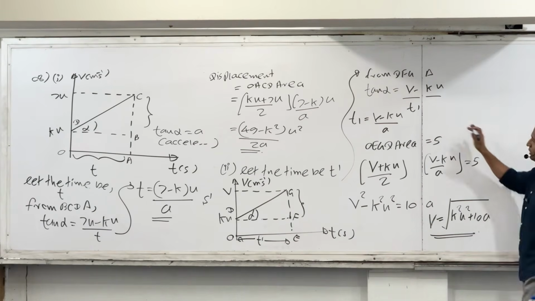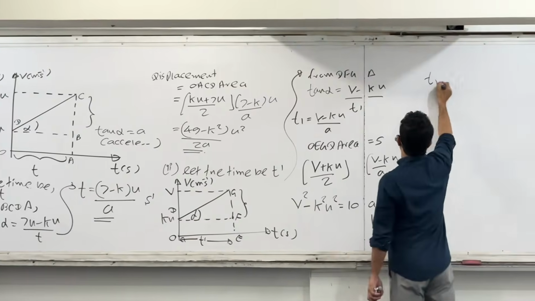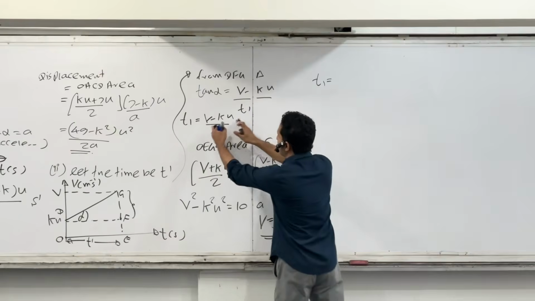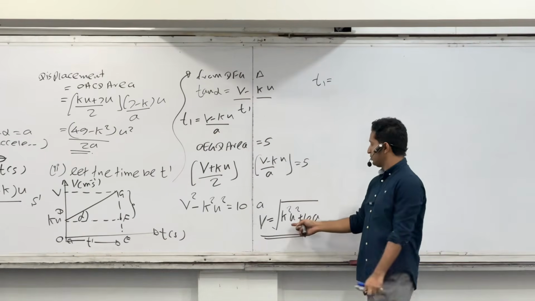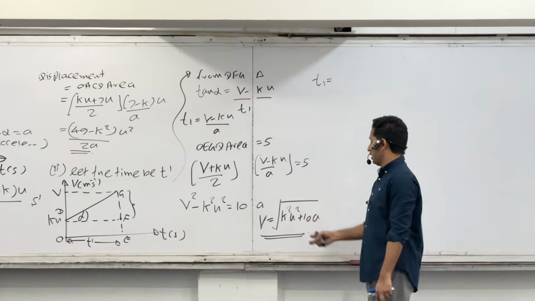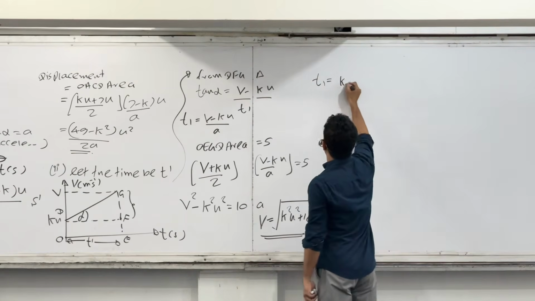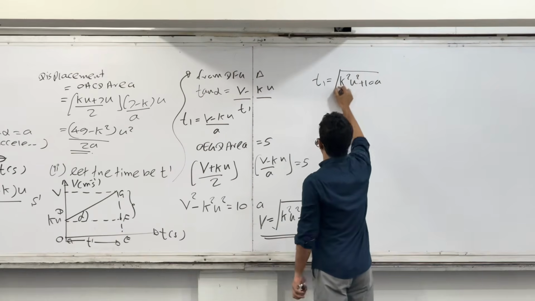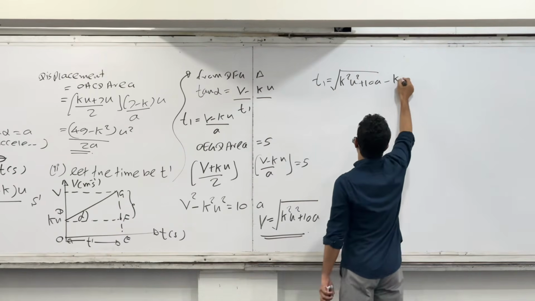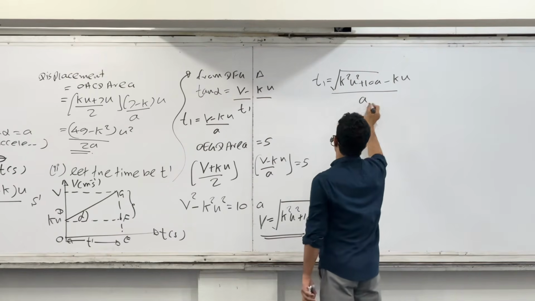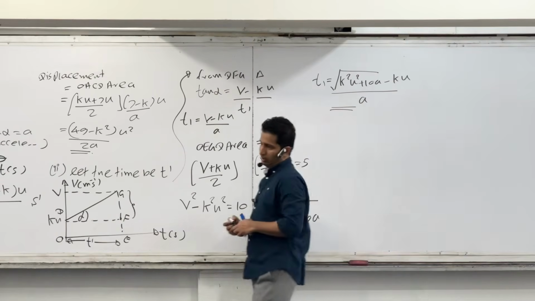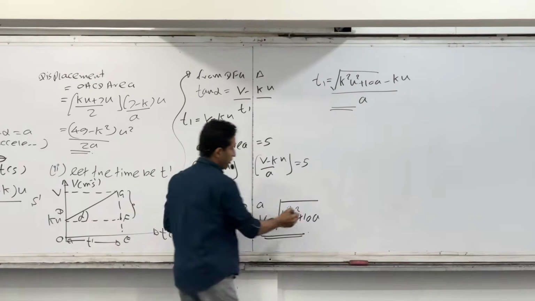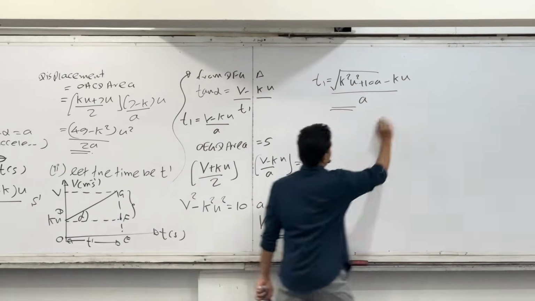Now you need to find the time taken, T dash. T dash was (V minus Ku) over a. We have found what V is here. So T dash equals (the square root of K squared U squared plus 2as, minus Ku) divided by a. This is the time taken, in seconds.